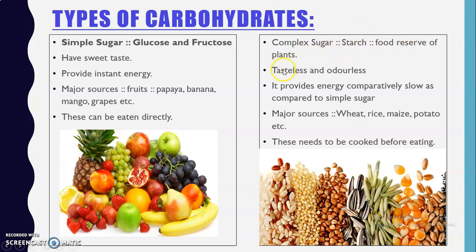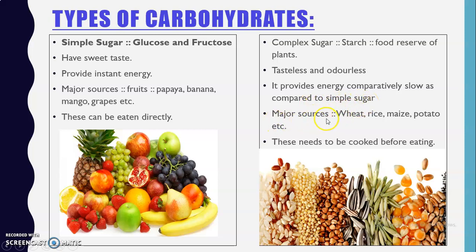Okay, so starch is a tasteless and odorless powder. It is in the form of powder, and it is tasteless and odorless. It provides energy comparatively slowly as compared to simple sugar. Here we have seen that simple sugars provide instant energy. If you're feeling low on energy, you can directly eat fruits and the energy will be back. But the energy from complex sugar is comparatively low as compared to simple sugar.